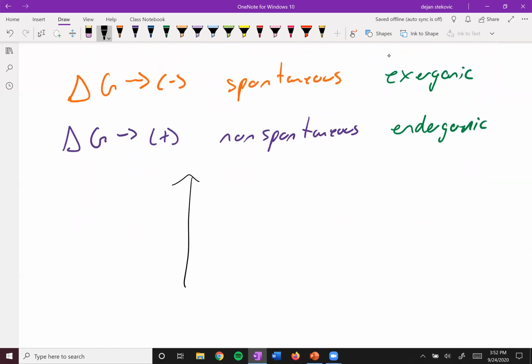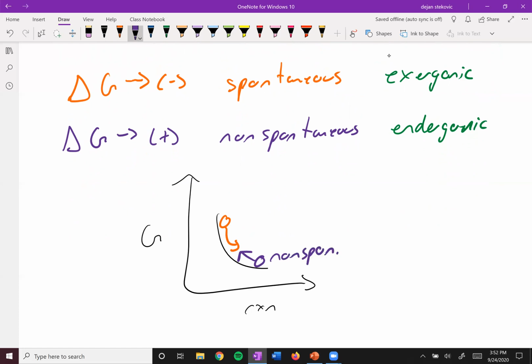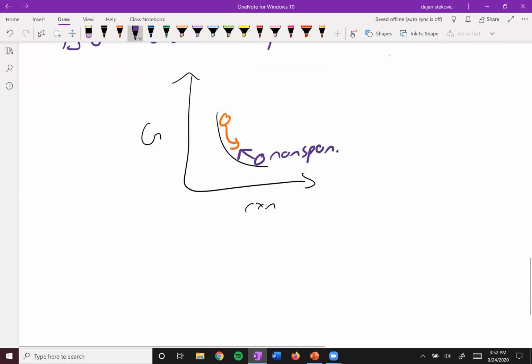So when we're thinking about our ball rolling down a hill, but instead of a ball this time, we're thinking about some kind of reaction, right? There's going to be a spontaneous direction. It's going to go towards lower delta G. And a non-spontaneous reaction, right? The ball is not going to roll up the hill. The reaction is not going to go up the hill by itself.